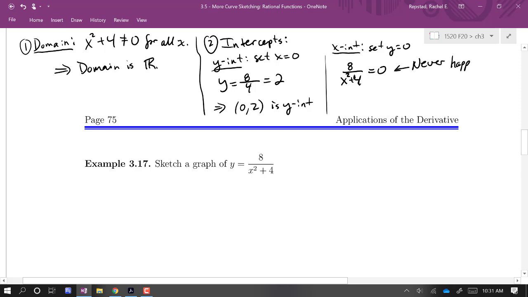One way, and I think the easiest way to see that this never happens, is to understand that a fraction is 0 only when the numerator is 0. And 8 is never equal to 0. So that fraction could never be 0. Algebraically, you could see this if you clear denominators, multiplying both sides by x squared plus 4. That will leave you with the equation 8 equals 0, which certainly we know never happens. So because this equation is never true, that means that there are no x-intercepts.